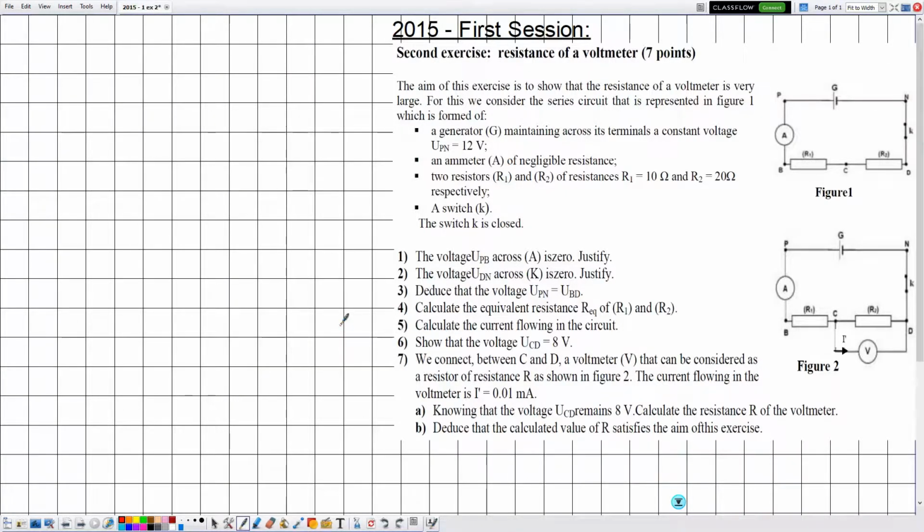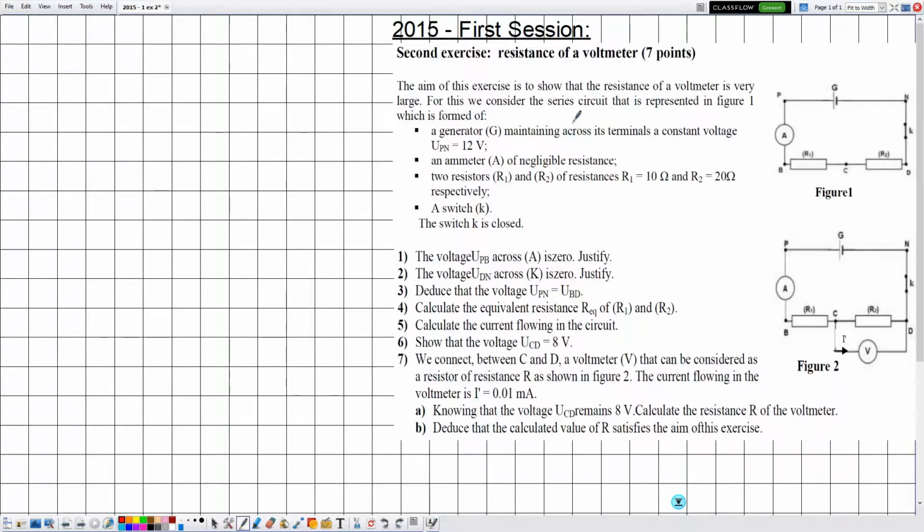In this one we are going to solve an exercise related to electricity in the chapters of DC voltage and resistors. This exercise was a previous one in the brevet exams in 2015 first session, second exercise. The title of this exercise is resistance of a voltmeter. The aim of this exercise is to show that the resistance of a voltmeter is very large.